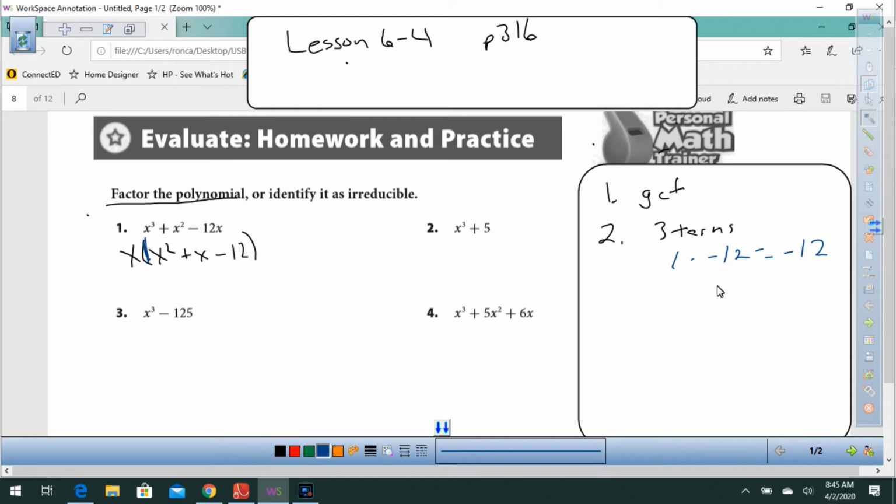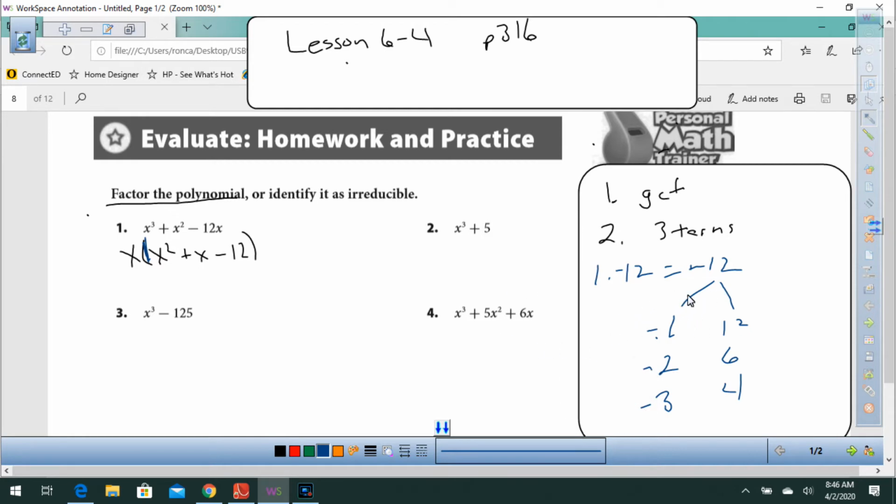Now we're going to find the factors of negative 12. You've got 1 and 12, 2 and 6, 3 and 4. Now, this is negative, but that's positive, so that means the smaller number here must be negative.